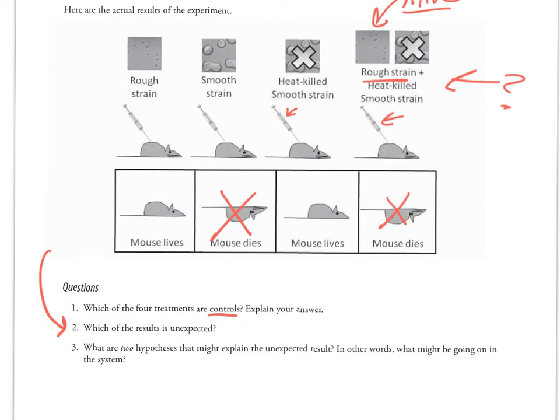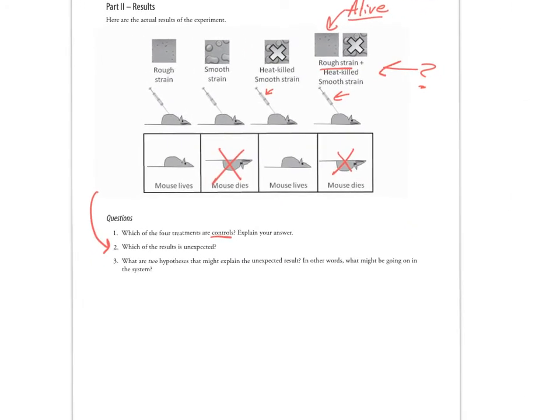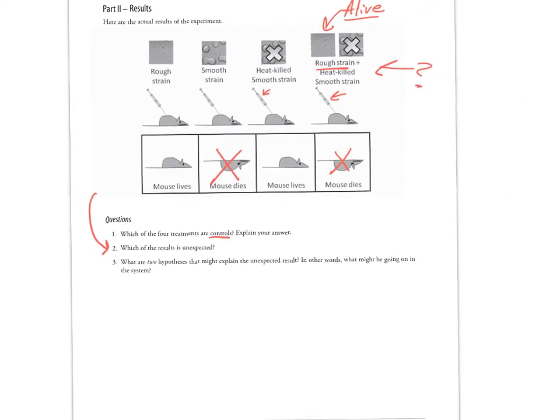What are two hypotheses that might explain the unexpected result? In other words, what might be going on in the system? I think you should be able to answer that if you consider the context of the entire case, not just the mouse and these smooth strains, but think about what is in this dead strain. You had these bacteria, you boiled them.